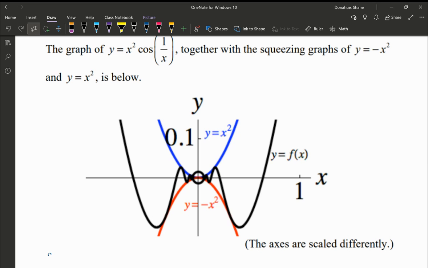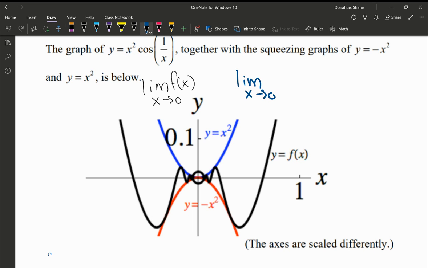Right here we've got the function x squared cosine of 1 over x, and that's a really messy function. It's our middle one there in black. So what we do is we come up with one from above and below that intersect at that point. We've got x squared as our top one and negative x squared as our bottom. So we look at those limits instead when we're trying to figure out the limit as x approaches 0 for f of x.